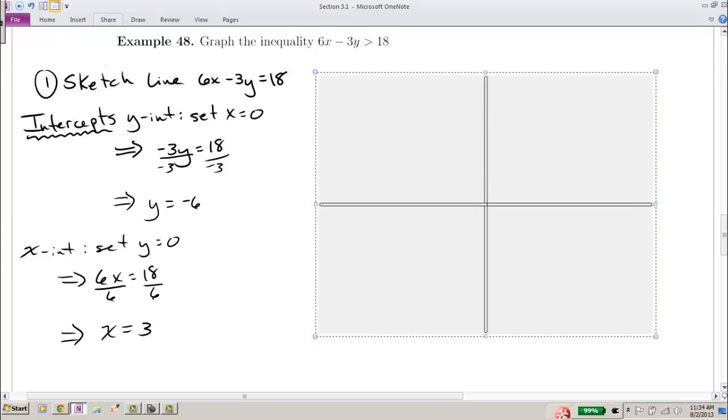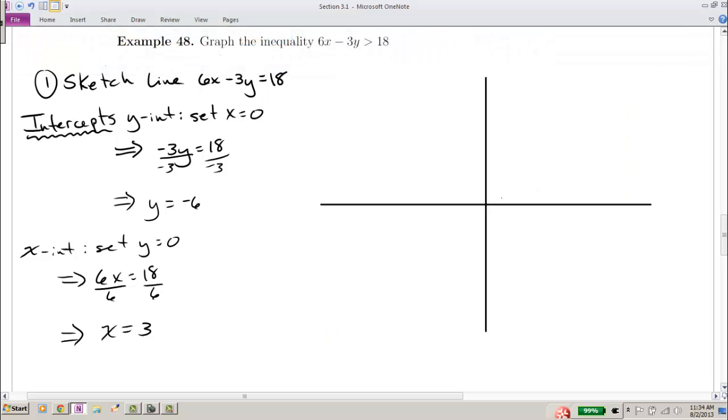Draw some axes here, and put down a scale. So here are our intercepts, our y-intercept and our x-intercept there. Now before I sketch the line, I'm going to go back and look at this inequality. Because it's a strictly greater than, it's a strict inequality, there's no or equal to part. We know that this is going to be a dotted line.